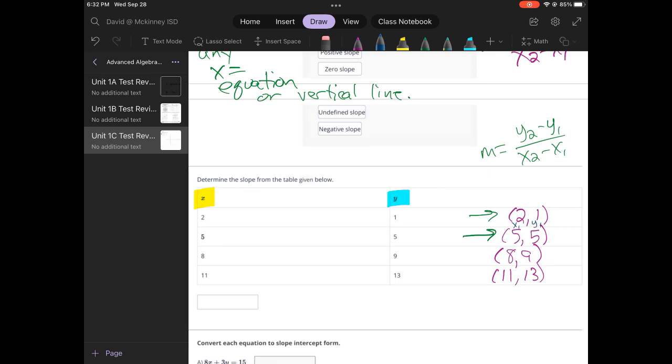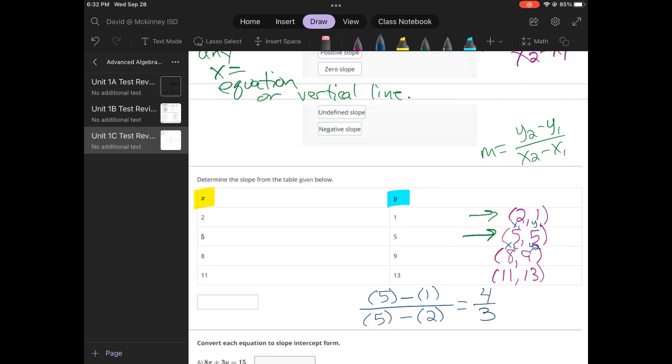I label my points, x1, y1, x2, y2, and then I'm going to plug them in. I'm not going to try to do this in my head because I'm likely to get it wrong if I do. I put y2 minus y1 is 5 minus 1. x2 minus x1 is 5 minus 2. I do the math. I get 4 over 3.